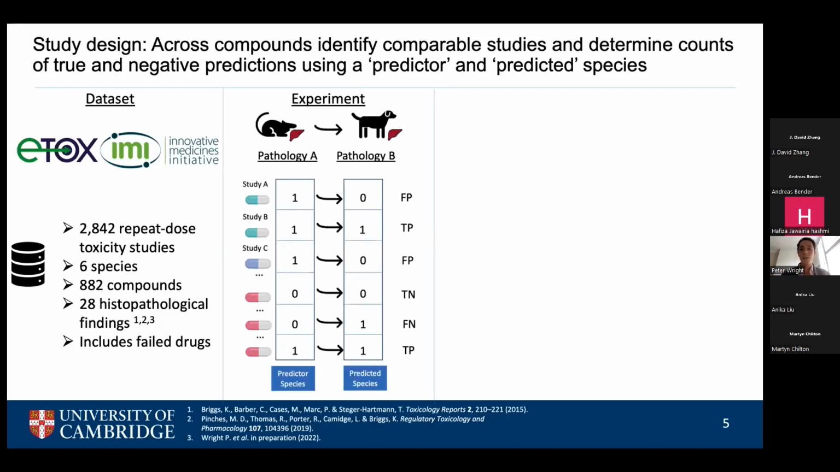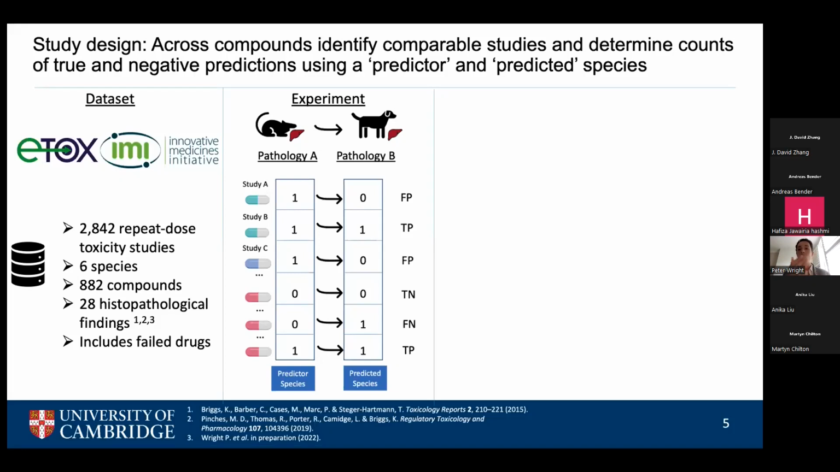How the experiment goes is quite simple, and hopefully the schematic makes it very obvious. We essentially assign one preclinical species as the predictor species, that's on the left, and use, for example, a toxicity signal, pathology A, as a predictor for a pathology B in a different preclinical species, which is the predicted species. Now we do this across compounds and studies, that's why we have these 2 vectors.